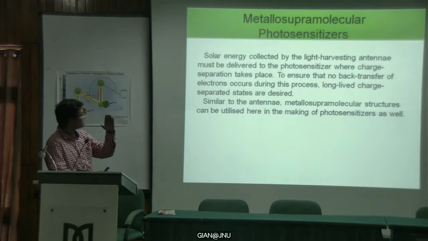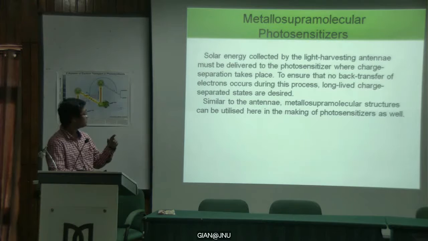Now, photosynthetic sensitizers. The solar energy that we collect from the light harvesting antenna goes into the photosensitizer, where the charge separation actually takes place. To ensure that no back transfer of electrons exists, they should have long-lived charge separation. There's one more solution. Instead of having sensitizers with long-lived charge separated states, we can also try to physically separate the electron from the electron hole by means of electron donors and acceptors. This is similar to the way plants do it. Plants have a whole cascade of molecules.